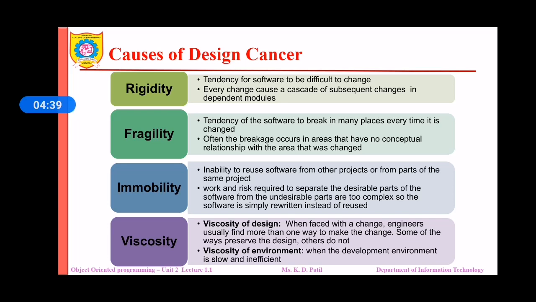Then the next characteristic is immobility. Immobility is the inability of a software to be reused from other projects or from parts of the same project. The work and risk required to separate the desirable parts of the software from the undesirable parts are too complex, so the software is simply rewritten instead of reused.